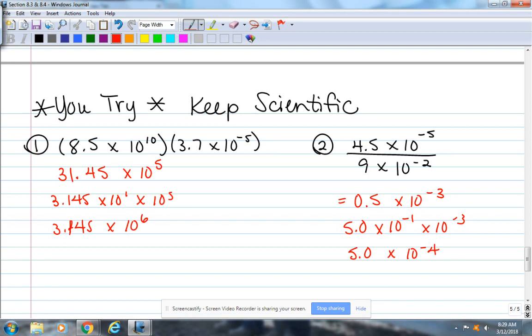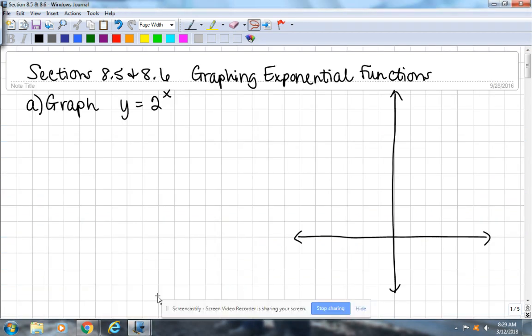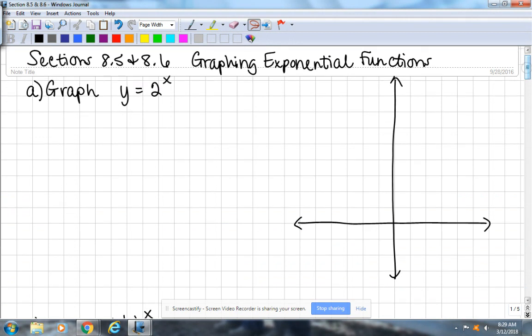Very good. So that's the end of scientific notation. Now we're going to go into graphing exponential functions. And we're just going to combine 8.5 and 8.6 together.